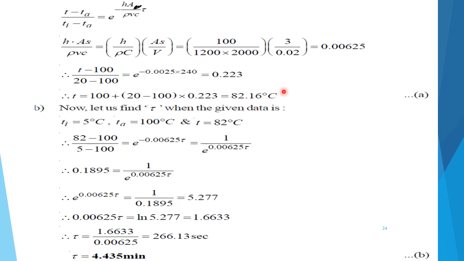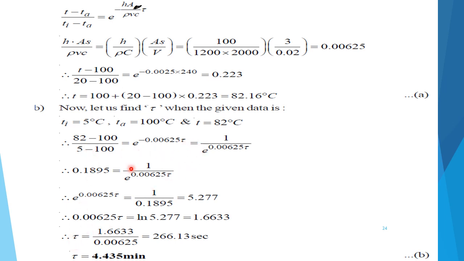So now for the second case we have to find out for what time duration we have to put the egg into the boiling water pan so that the same customer is satisfied with the same taste. So initial temperature is 5 degrees, as it is taken from the refrigerator. It is kept in the pan, so surrounding fluid temperature is 100. We have to maintain 82 degrees Celsius. So 82 minus 100 divided by 5 minus 100 is equal to e raised to minus 0.00625 into tau. So we will get tau, that is the time duration.